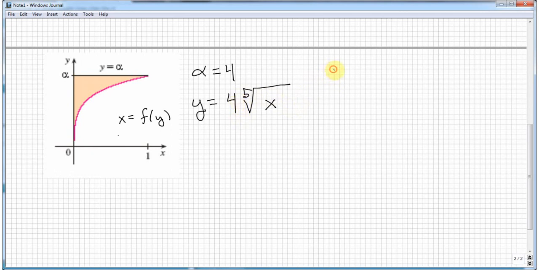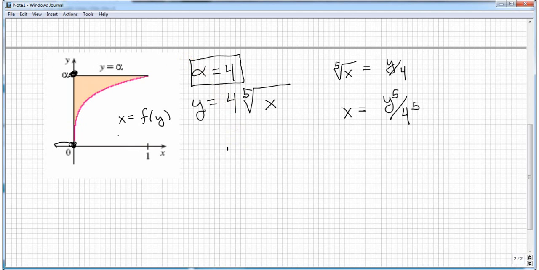So if I solve for x, I get the fifth root of x is equal to y over 4. And now x is just equal to y to the fifth power over 4 to the fifth power. Okay. And now what I can do is integrate this from 0 on the y-axis up to 4 on the y-axis. Okay, so alpha is really 4. So that's one way to do this.